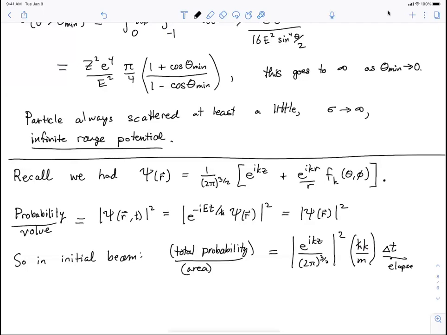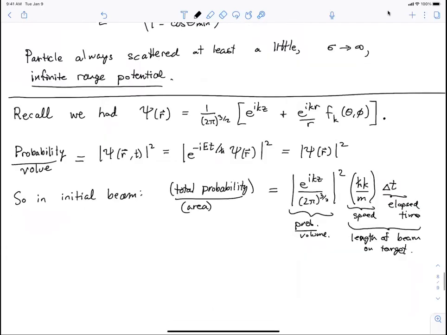Elapsed time. Of course, the total probability should be proportional to how long you wait, how long you're willing to look at it for. This is the speed. Okay, and so this whole thing put together is the length of the beam on target. So when I'm multiplying a length times a probability per unit volume here, then I'm getting a probability per unit area.